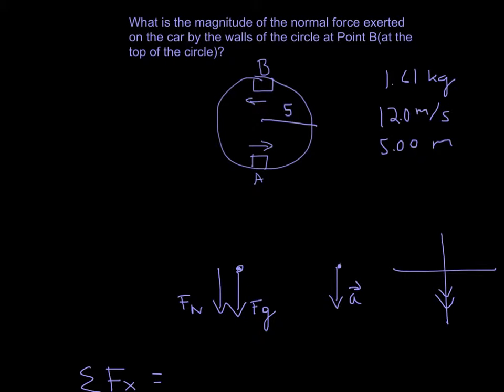But at the top, normal force is pointing down along with gravity, so both gravity and normal force are pointing in the same direction. The normal force is going to be a lot less because gravity is doing most of the work.